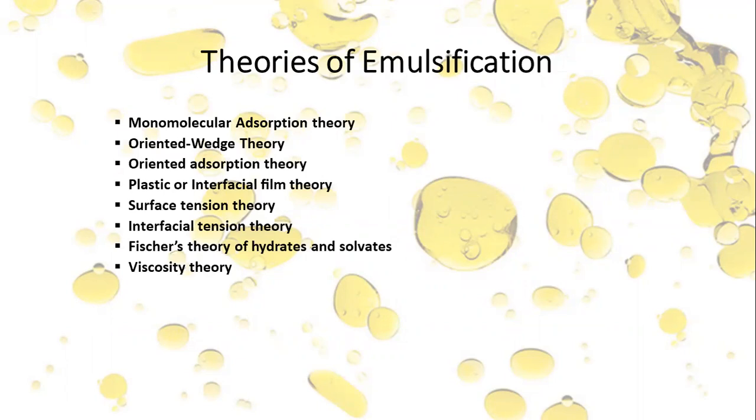These are the theories of emulsification. Okay, first is monomolecular adsorption theory, second is oriented wedge theory, third, oriented adsorption theory, next, plastic or interfacial film theory, next, surface tension theory, next is interfacial tension theory, then Fisher's theory of hydrates and solvents, and finally viscosity theory.